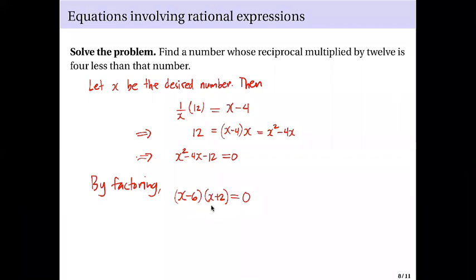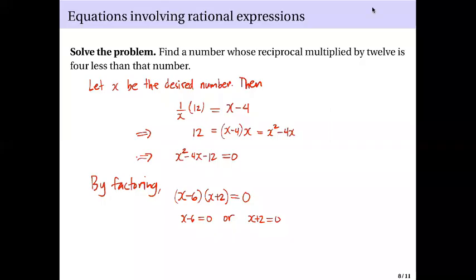But this means you have x minus 6 equals 0, or x plus 2 equals 0. And therefore, so we had here x minus 6 equals 0, or x plus 2 equals 0, which means that your x is equal to 6, or your x equals negative 2.